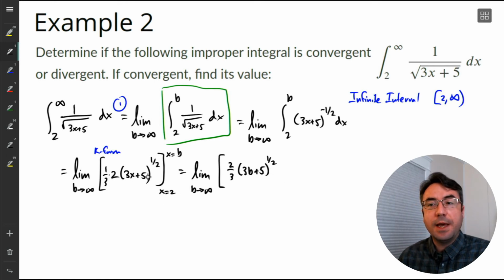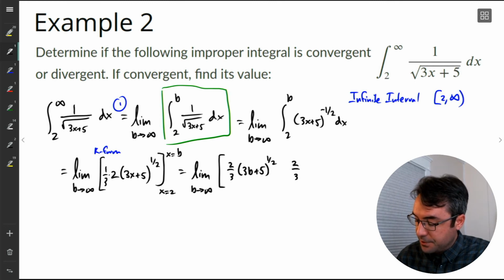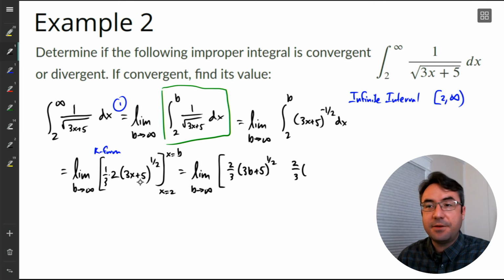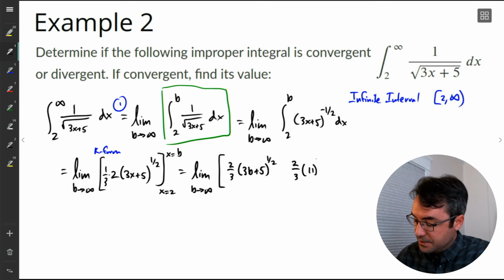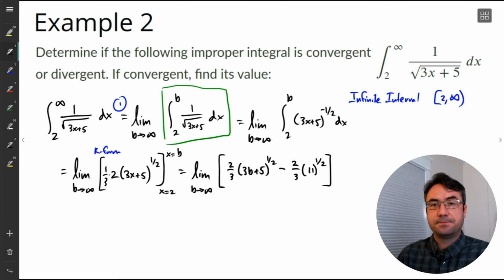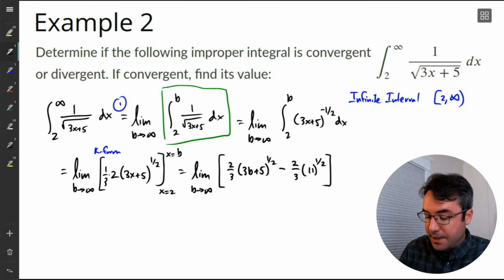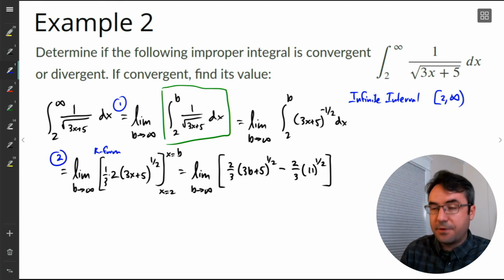Then let's plug 2 in. So we're going to plug 2 into our antiderivative. So we're going to have 2/3 times what? 6 plus 5. So 11 raised to the 1/2. And then we subtract. So that's kind of the middle part of our work here.